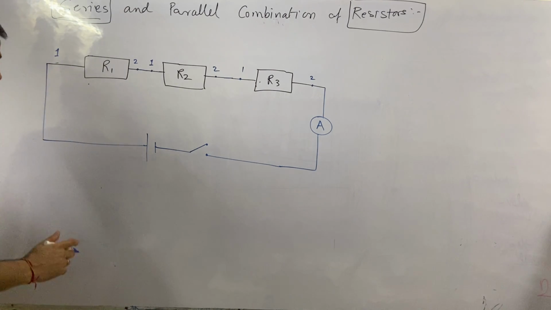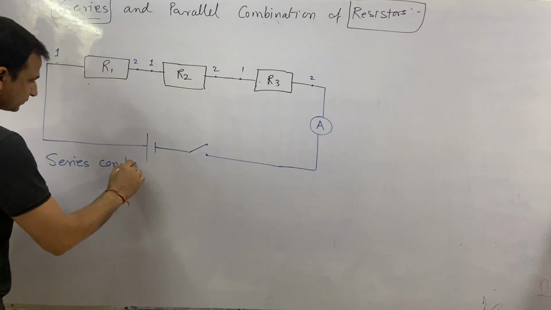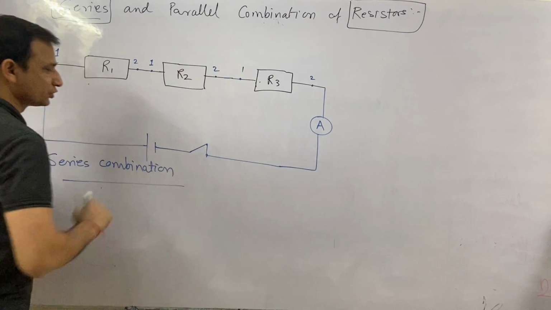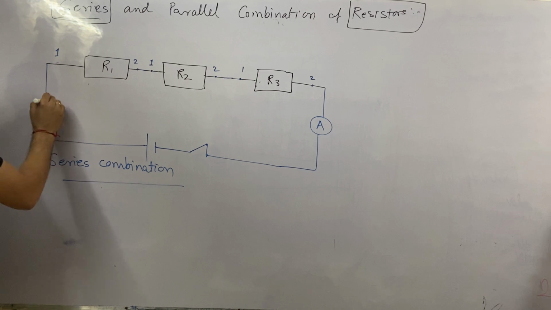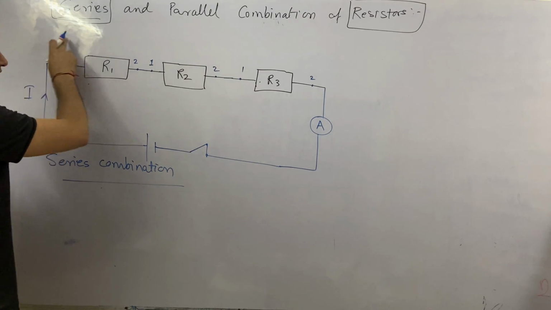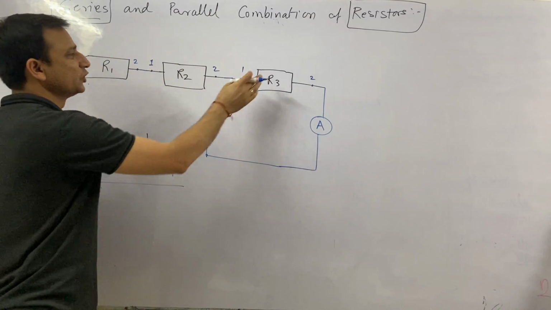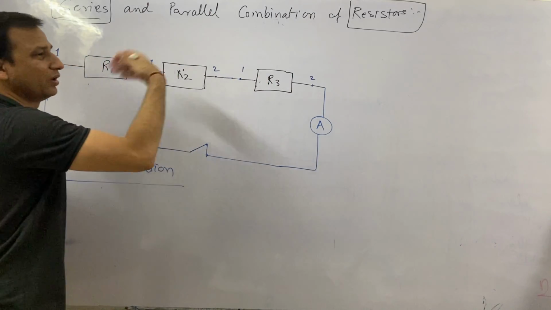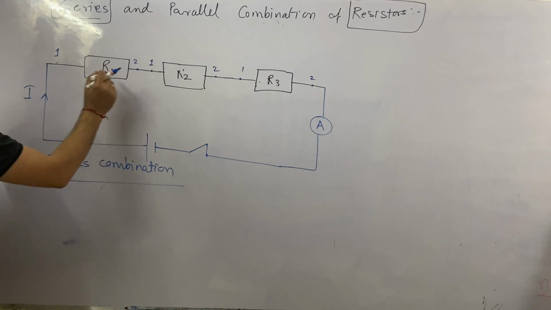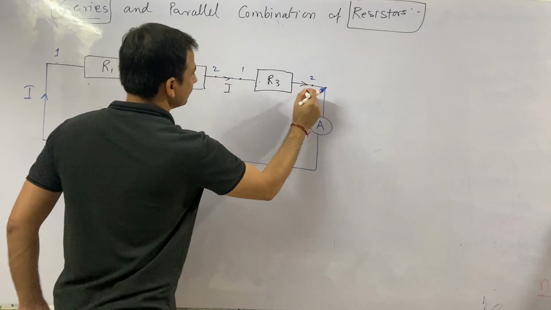One more thing to remember about the series combination: when the switch is closed, the current which flows in this series combination remains constant throughout this circuit, unless you change either one of the resistors or all the resistors. So if I is the current entering from here, the same will be the current here, the same here, and the same here.